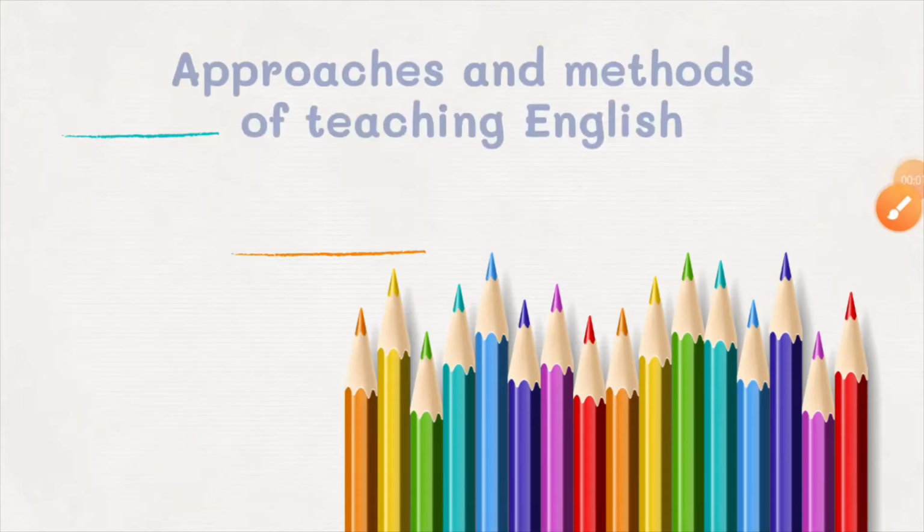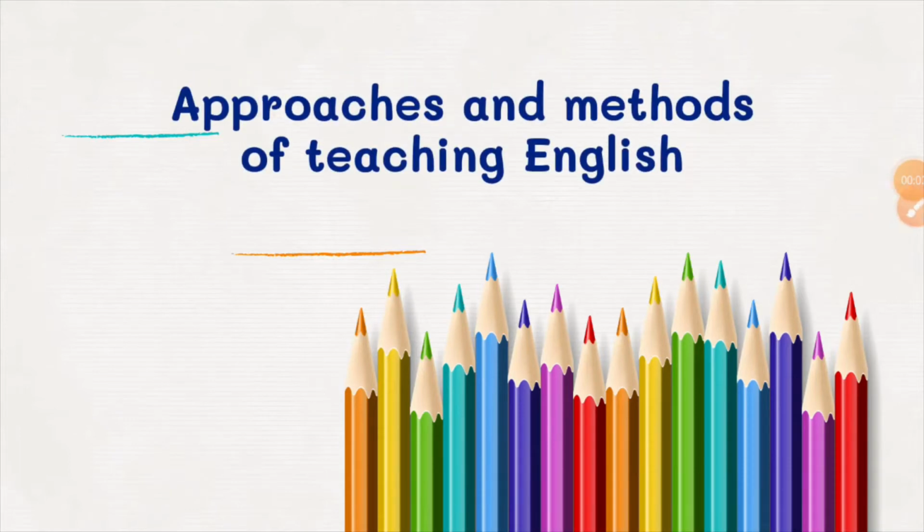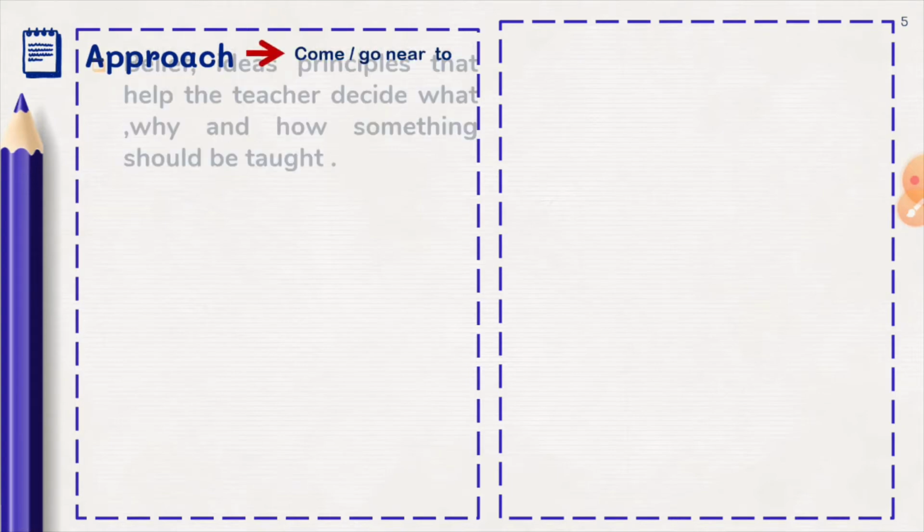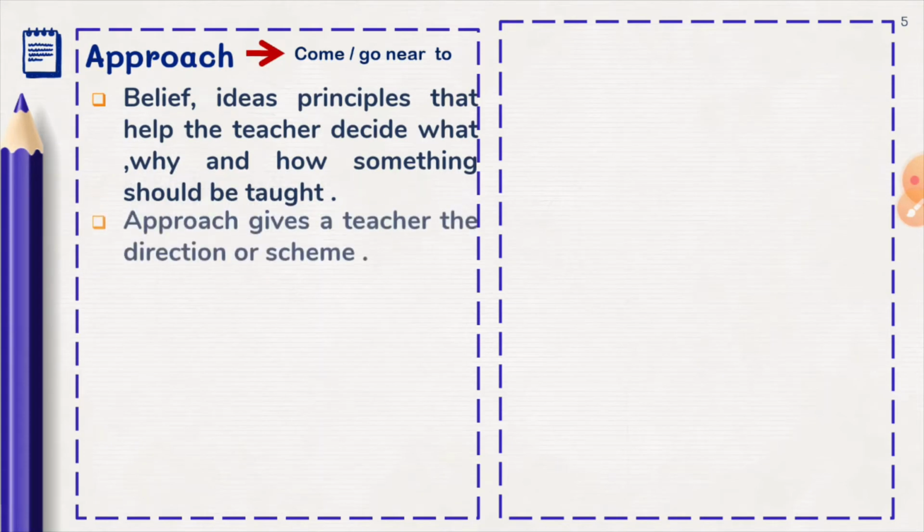Dear students, today let us learn about the approaches and methods of teaching English. So here, first let us know the meaning of approach. The dictionary meaning of approach is to come or go near to. Now basically, what is an approach?